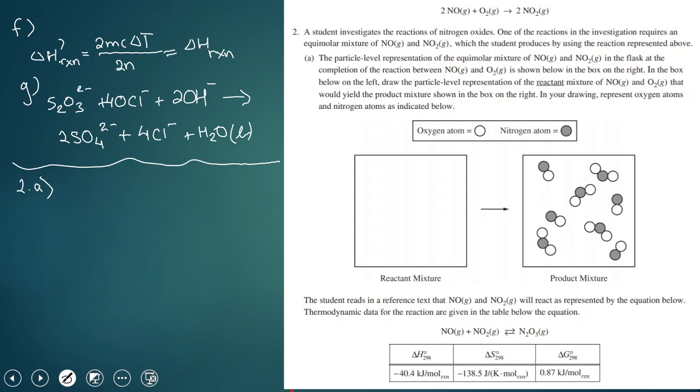Usually a draw question means a much simpler question than some of the other calculation heavy ones. So I'll use white for oxygen and I'll use black for nitrogen, just to indicate a similar color scheme to theirs. So it says draw the particle level representation of the reactant that would yield the product mixture on the right. Okay.